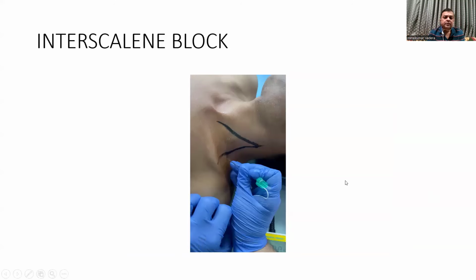So again, here you can see the ideal response, contraction of the biceps muscle. I will accept this response. So this is in a patient where we give interscalene block along with GA.